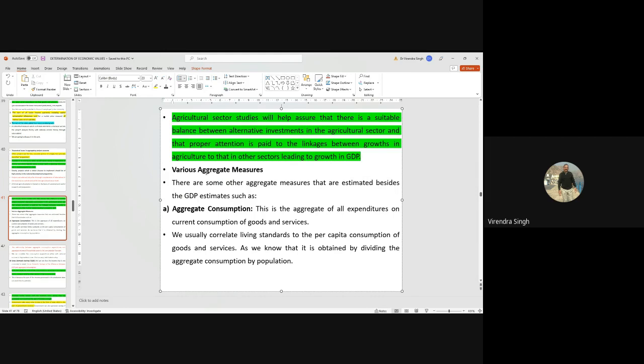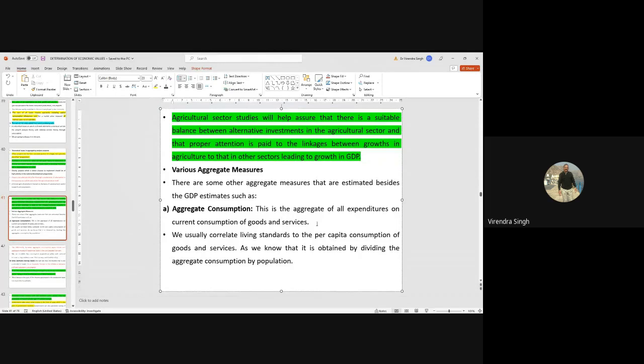There are various aggregate measures. Some other aggregate measures that are estimated besides GDP estimates are aggregate consumption, aggregate saving, aggregate investment, capital formation, and many more. So we'll discuss them one by one.